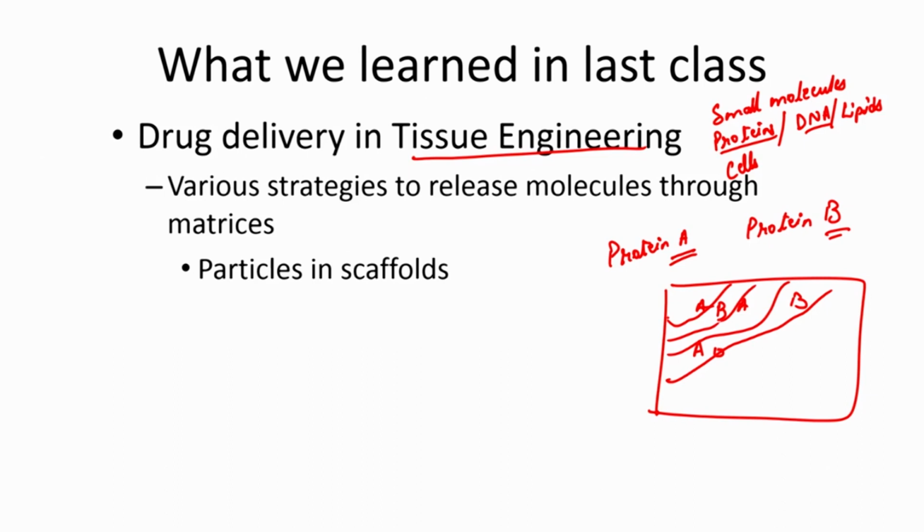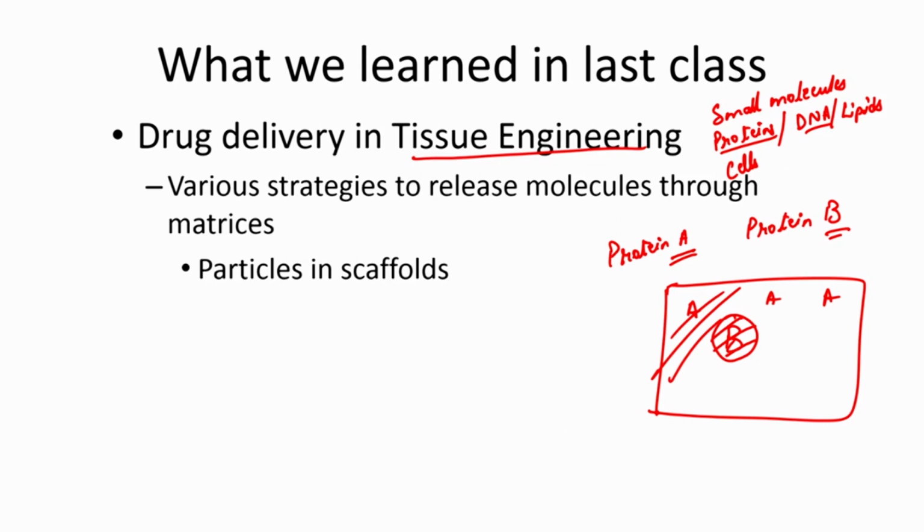To do that, we can make a system in which you put A in the matrix of your scaffold, and then you take another polymer, make particles out of it and put B in there. What will happen is as the outside matrix degrades, the A will release out, and only when the water is able to access B, or maybe B degrades much slower than the polymer outside, only then will B be able to come out.